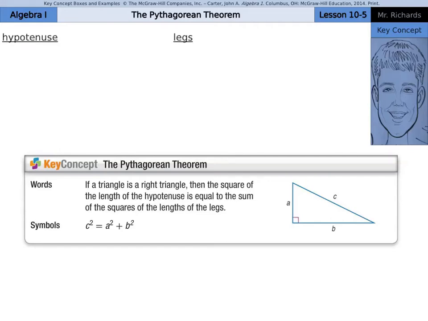Hi, Mr. Richards here. Today's algebra lesson is on the Pythagorean Theorem. Our first key concepts involve the properties of a right triangle.